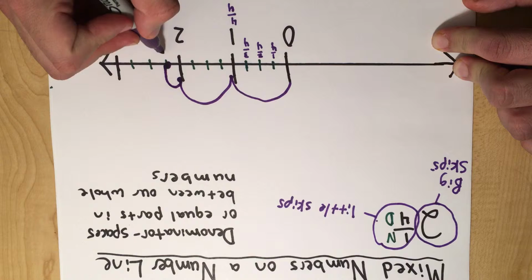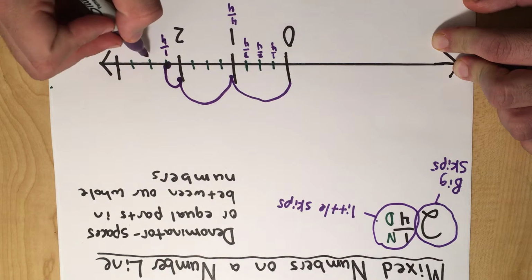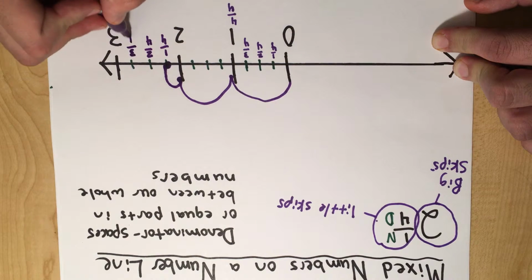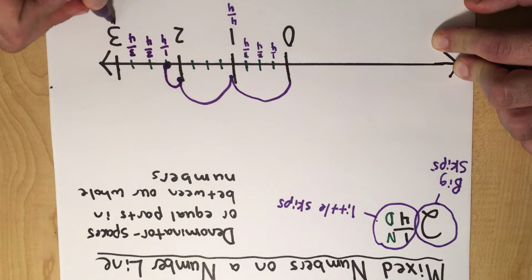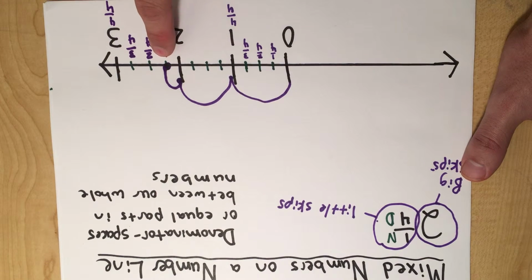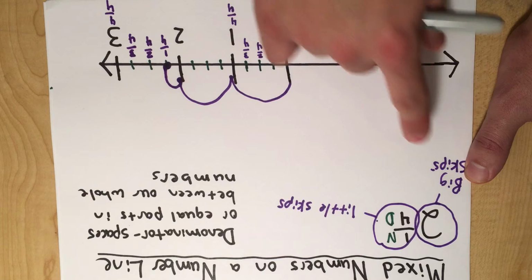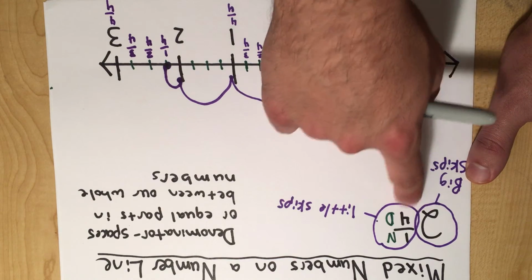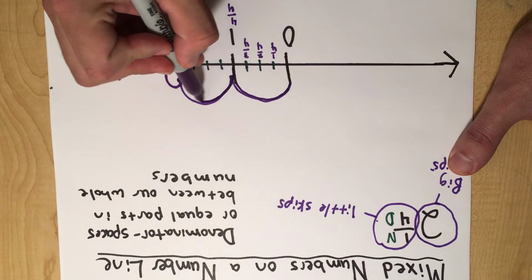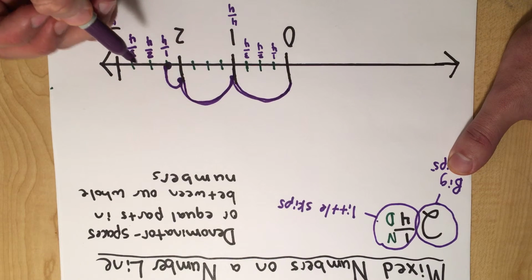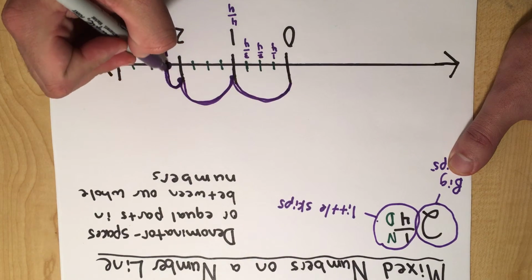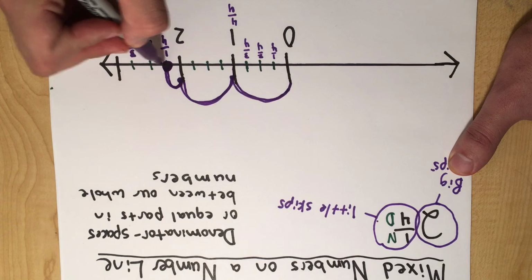And again, because every single line represents a fourth, that would be 2 1/4, 2 2/4 or 2 1/2, 2 3/4, and then over here would be 3. So 2 1/4, we would put our dot right there. And again, we have 2 whole numbers, so we're going to do 2 big skips. So that was 1, 2, and then we have 1/4, which is 1 little skip. And then from here to here is 1/4. So our dot would be right here.